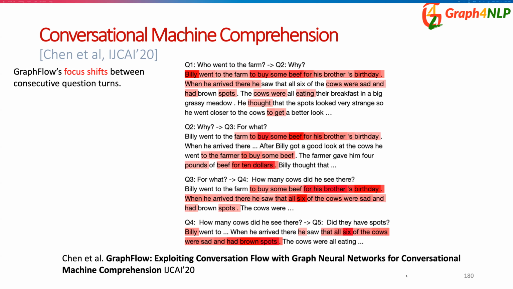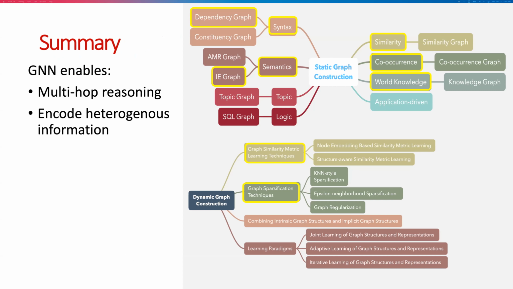as the conversation flows. In general, in machine reading comprehension, graph neural networks are very important because they are a very good way to support multi-hop reasoning, and they also provide a way to encode heterogeneous information from different granularities. We are looking at the document level, the entity level, the semantic role level, and also the predicate, and so on. So that's the end of my part.